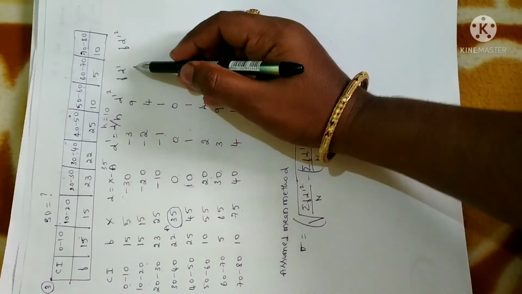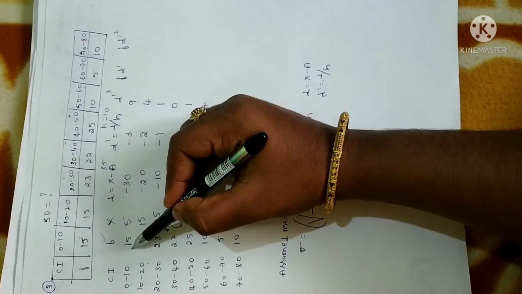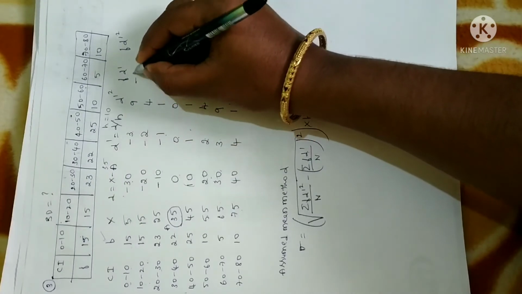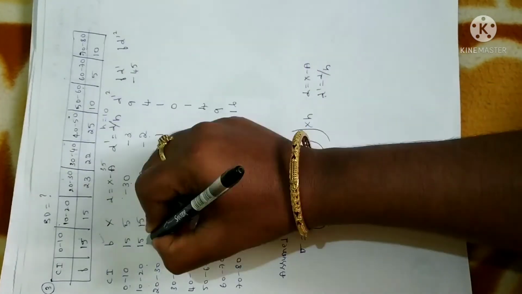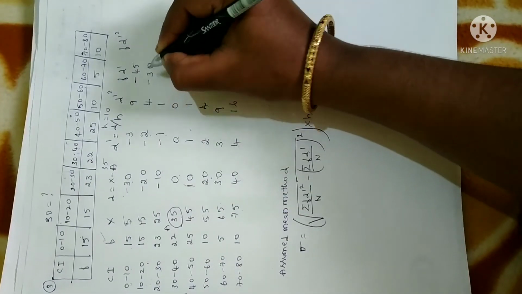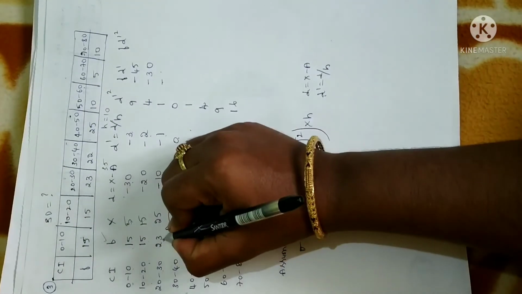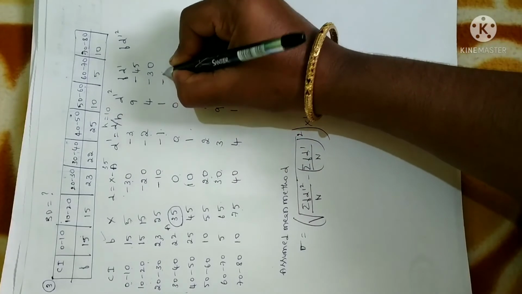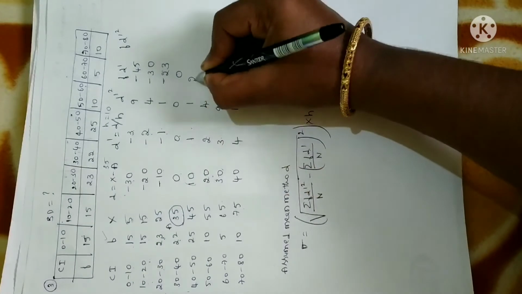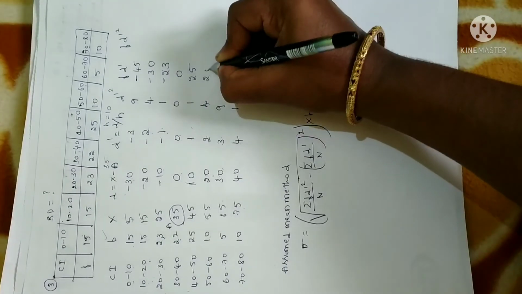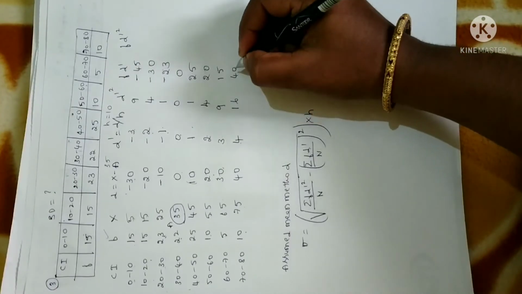So f into d dash: f I have here and d dash I have here. So multiply f and d dash. 15 into minus 3 is minus 45. Next 15 into minus 2 will be minus 30. Next, I'm sorry, f value is 23. 23 into minus 1 is minus 23. Next 22 into 0, 0. Next 25 into 1 is 25. Next 10 into 2 is 20. Next 5 3s are 15. Next 10 4s are 40. So f d dash I have calculated.